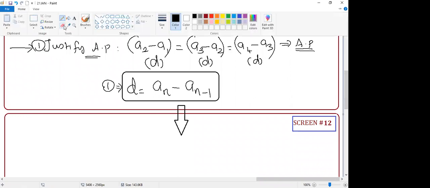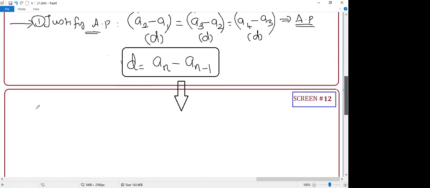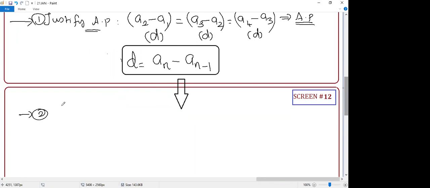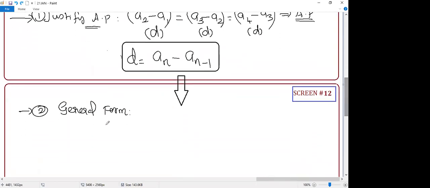Clear or not? Second formula is, what is the general term? General term. How are you writing general term or nth term? You can say anything. No, we'll write general form first. Then I'll write general term. General form means what? Guys, this is called a general form. Clear or not? What is general form?